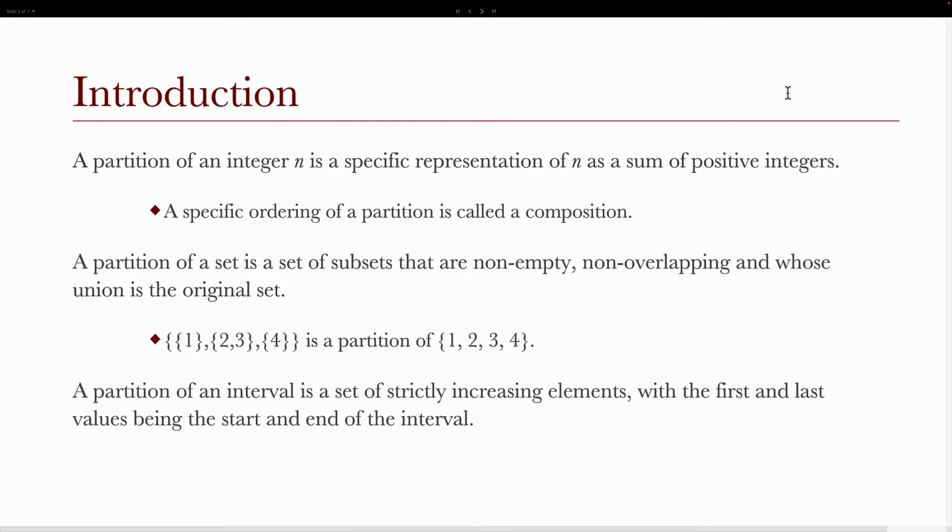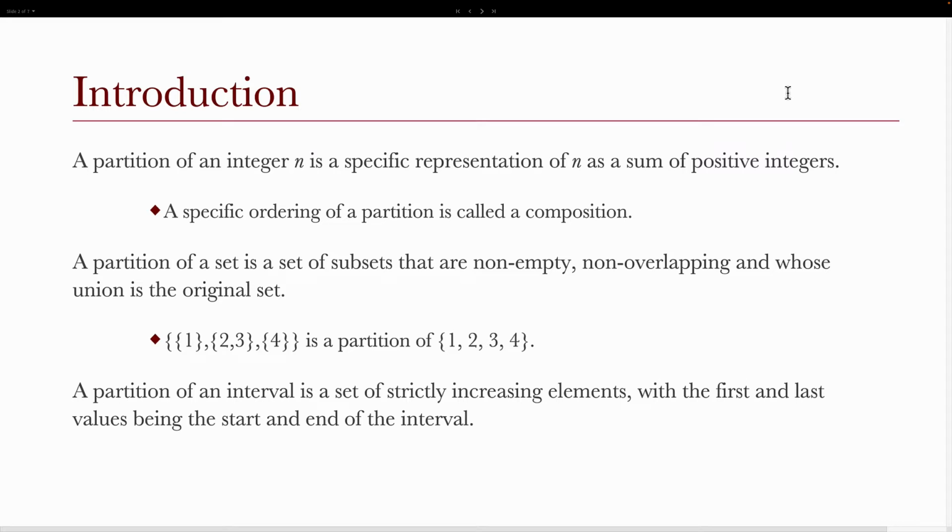On the other hand, a partition of a set is a set of subsets of that original set that are non-empty, non-overlapping, and whose union is the original set. For example, {1},{2},{3},{4} is a partition of the set {1,2,3,4} because none of those sets have anything in common, none of them are empty, and the union of {1}, {2}, {3}, and {4} is {1,2,3,4}.